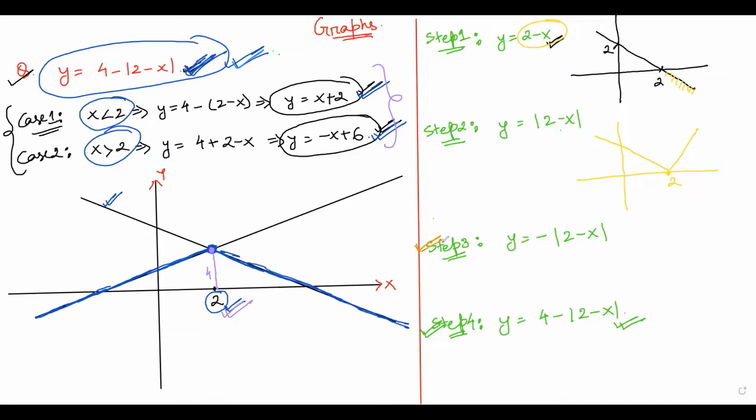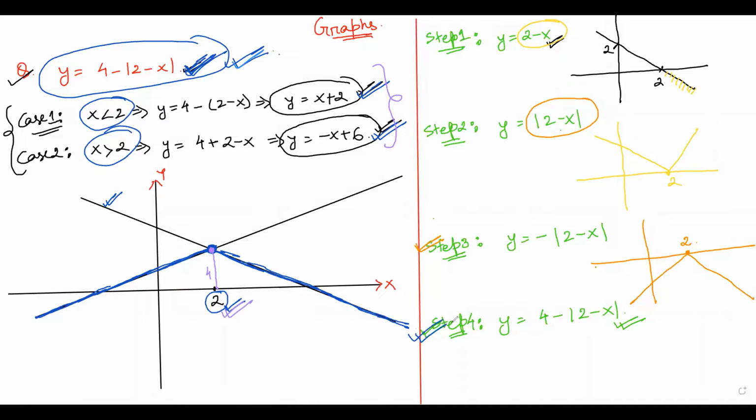In step 3, when y is equal to minus mod of 2 minus x, all the positive values of y in mod of 2 minus x will now become negative. So the graph of y equal to minus mod of 2 minus x will now be something like this. That is, all the positive values have now become negative because of this minus sign before the modulus. And this point will again be 2.